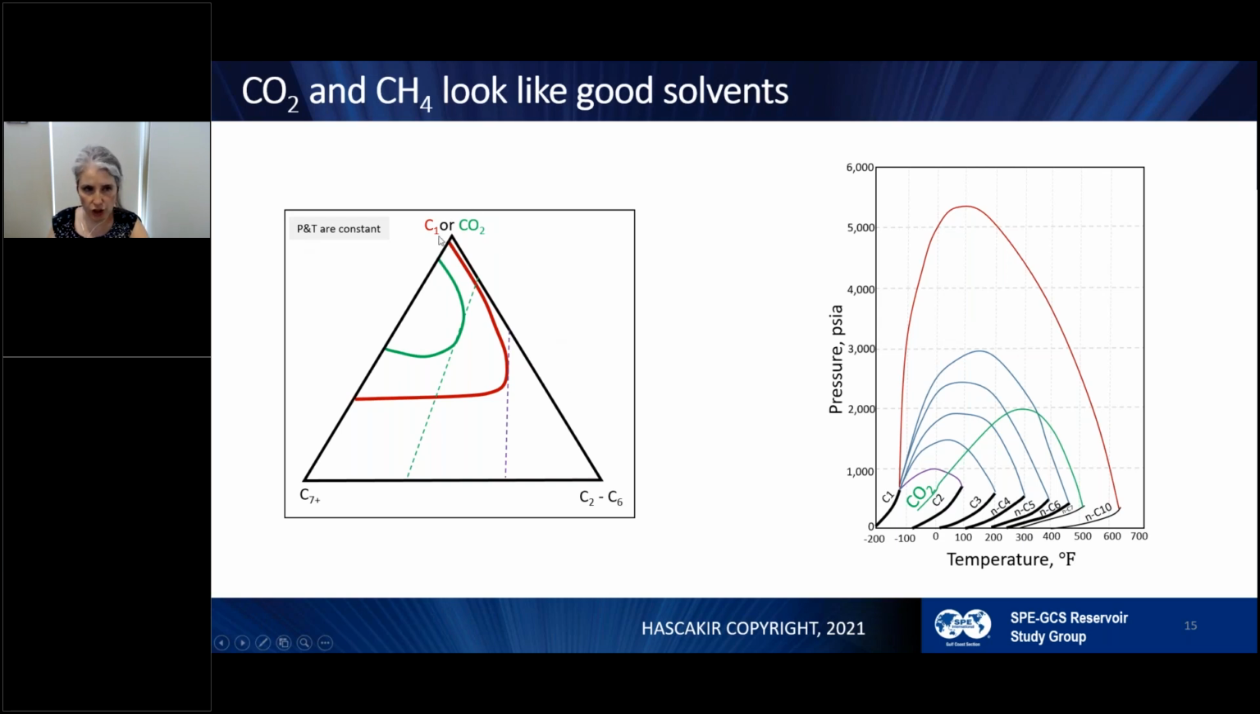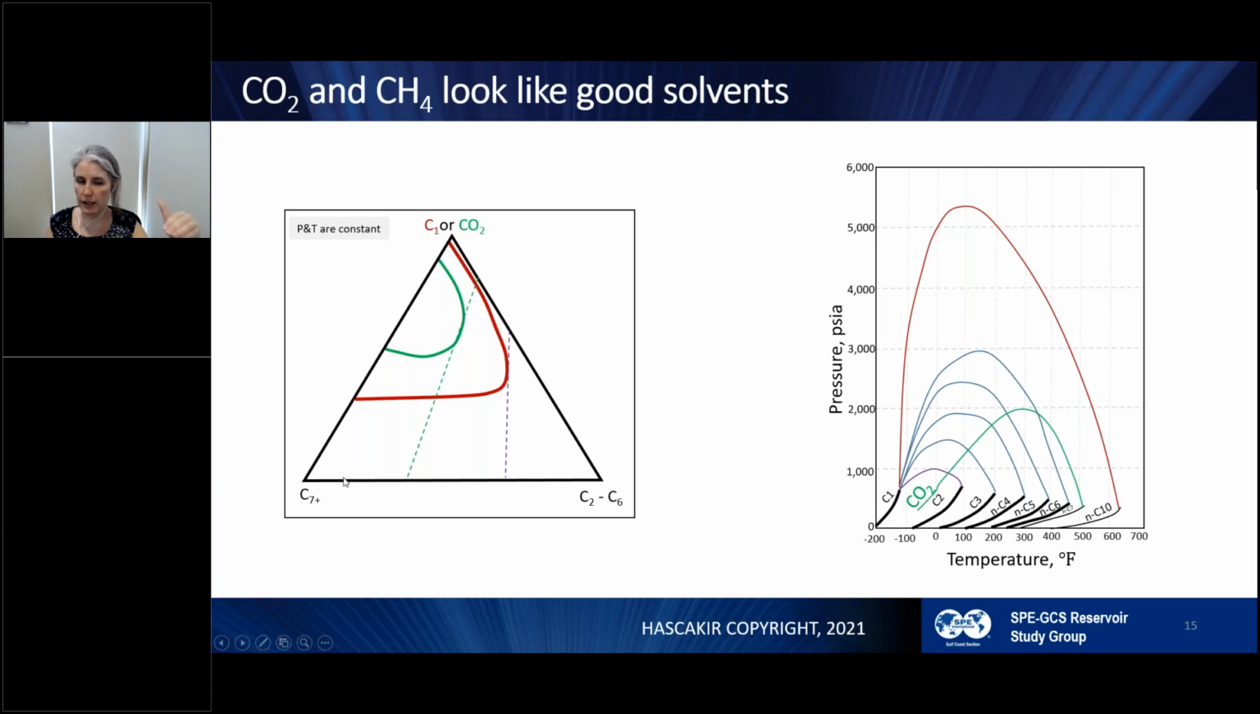And I have the injection fluid here, which is methane or carbon dioxide. C1 is methane or carbon dioxide. And I have here the components of the oil. Heptane plus components, the heavy components, are on this end, and the intermediate components are on this end. So my oil composition will fall somewhere here, on this line.